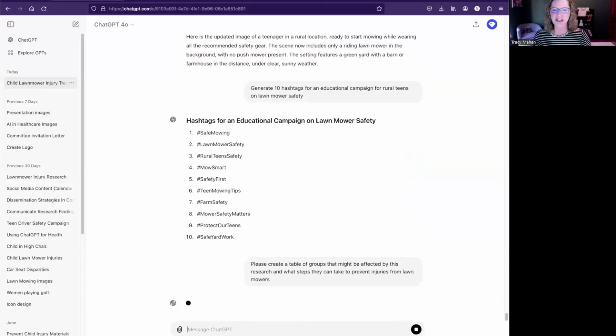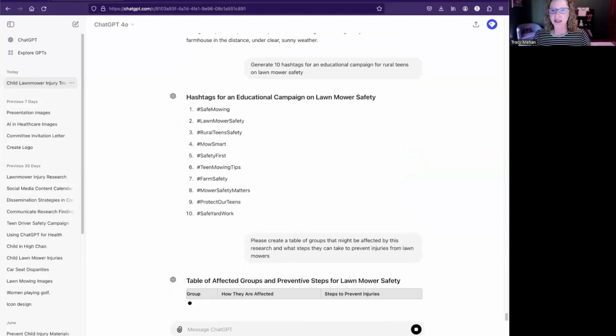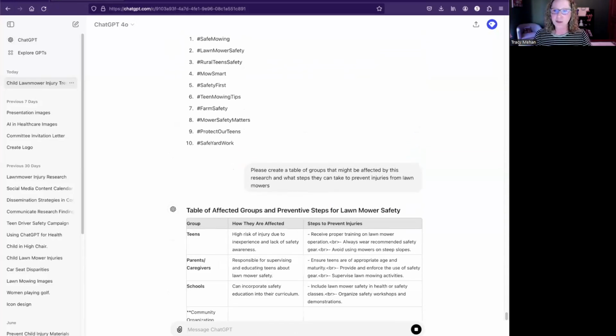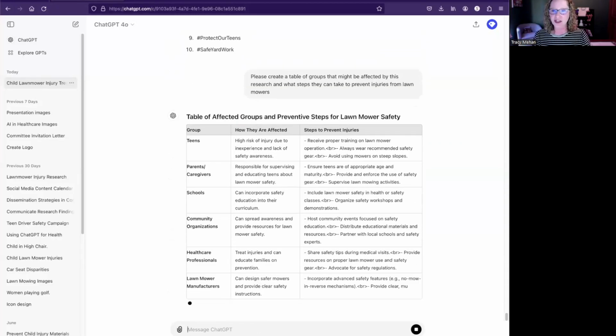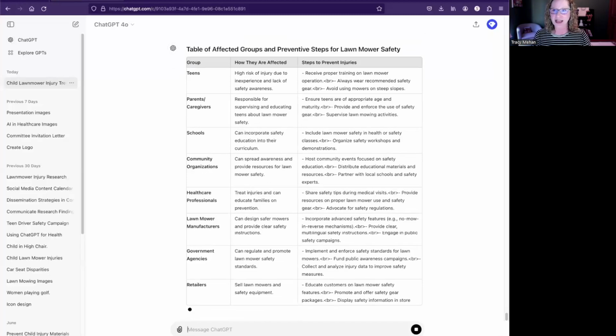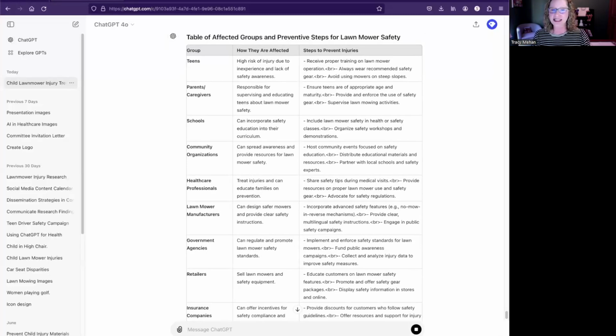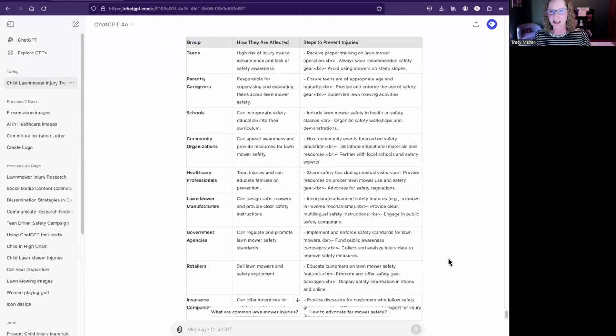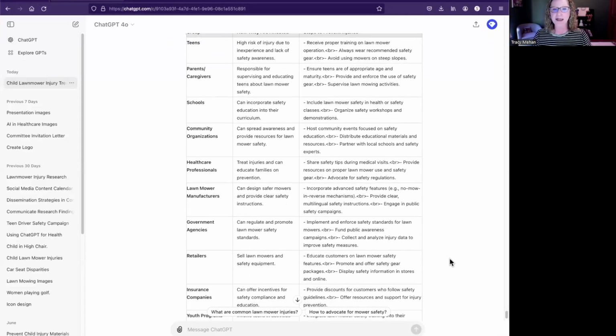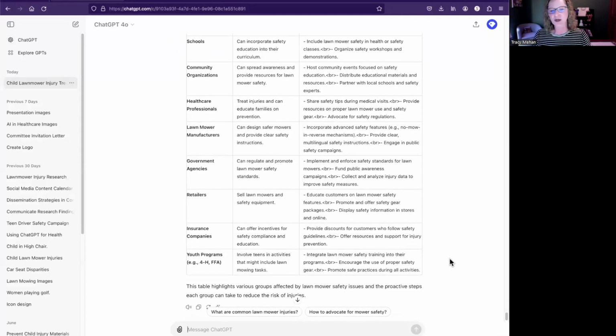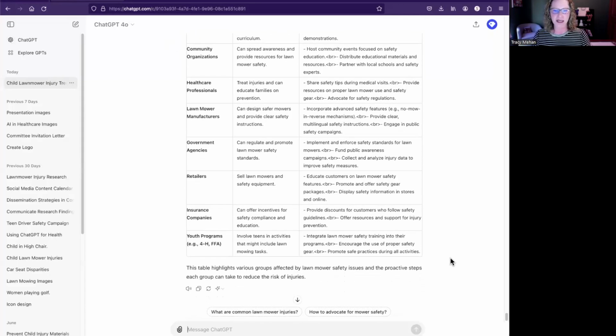Another kind of neat feature is it can actually create tables. So I asked it to create a table of groups that might be affected by this research and what steps they can take to prevent injuries from lawnmowers. So you can see it came up with teens, schools, community organizations, government agencies, retailers, told me how they are affected and steps to prevent the injuries that it could take. Again, not perfect, but it is a great brainstorming opportunity and helps you get started.